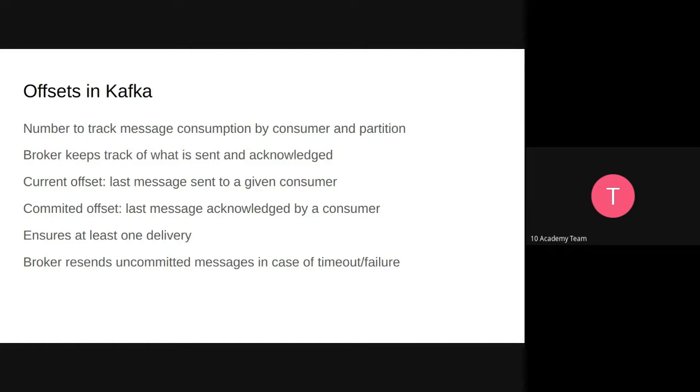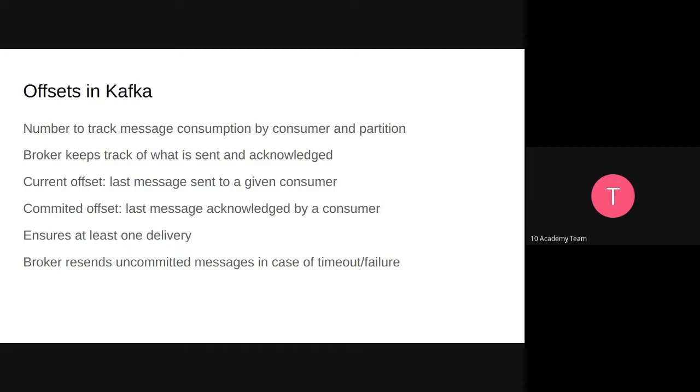The first one is the current offset. It is the last message sent to a given consumer. So the Kafka broker in general will keep track of the current offset, which is the last message that is sent to the consumer. And the committed offset will keep track of the last message acknowledged by a consumer.